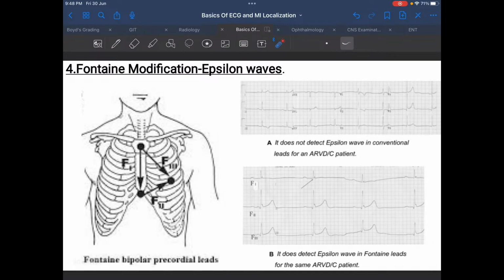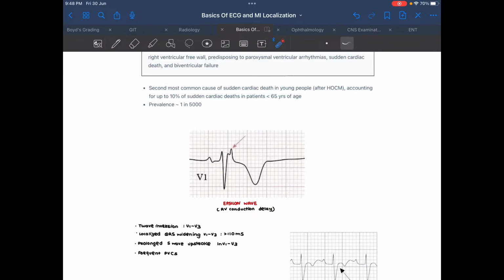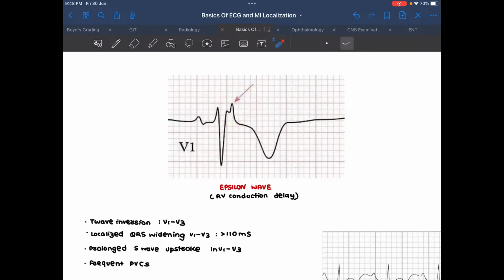Now, the last modification that we have is the Fontaine modification. That is for detection of epsilon waves. We don't need to know the detail behind it. This is only for your MCQ purposes. Epsilon waves, as you guys know, where are they present? They're present in arrhythmogenic right ventricular cardiomyopathy, that is ARVC. There you're going to see something known as the epsilon wave being detected over here. You can see over here, right? This is our epsilon wave, okay?